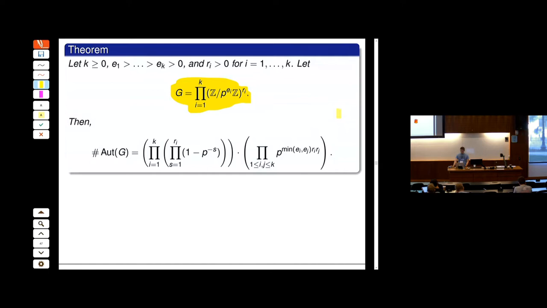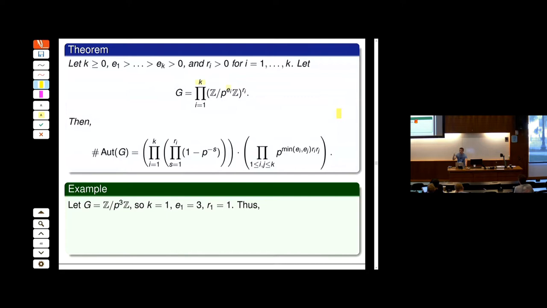Remember we had three groups of order p cubed. Let's see what those automorphisms are like. This is saying that there is exactly one copy of a cyclic group of order p cubed. So e1 is 3, and r1 is 1, so there's just one copy of this type of cyclic group. Then you can apply the formula. In this product, k is 1, so I just do one term of 1 minus p to the minus 1 times this. The index goes between 1 and k, k is 1, so i is 1, j is 1, e is 1, e1 is 3. So it's 3 times 1 times 1. You can simplify that formula, and you get p minus 1 times p squared.